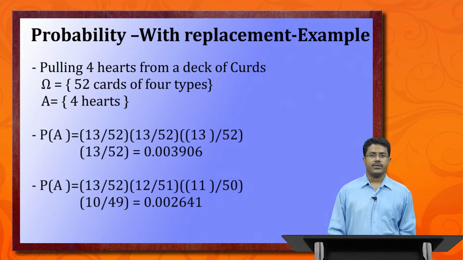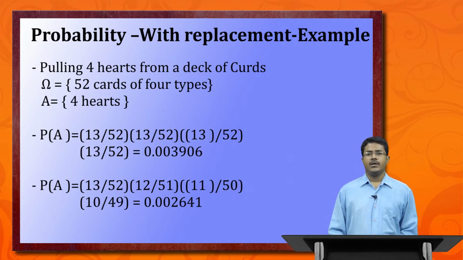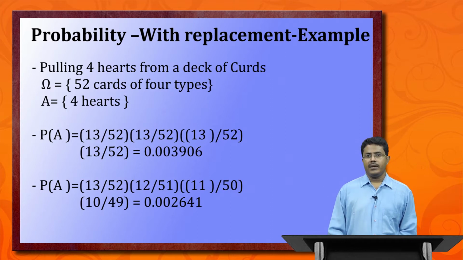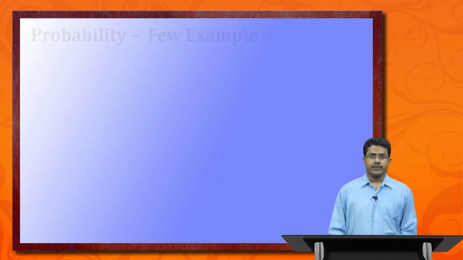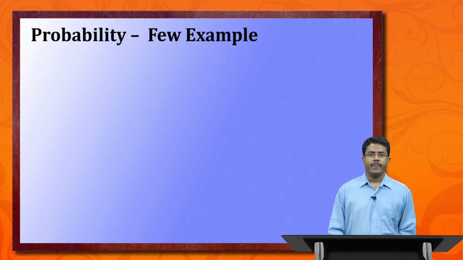So we get P(A) equals 13 by 52 for the first, 13 by 52 for the second, 13 by 52 for the third turn, and 13 by 52 for the fourth turn. So P(A) is 0.3%. So with replacement, the chance of getting hearts is better than without replacement. If we remember, the probability of event A without replacement is only 0.2%, but with replacement the probability is 0.3%.